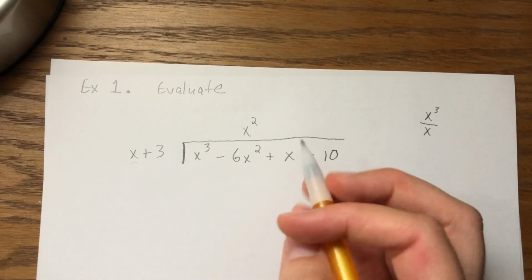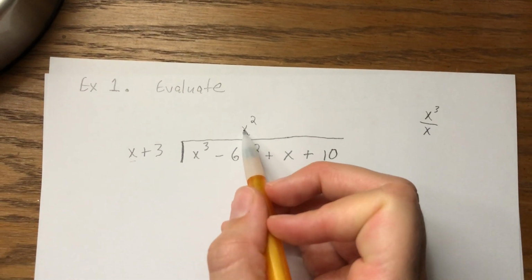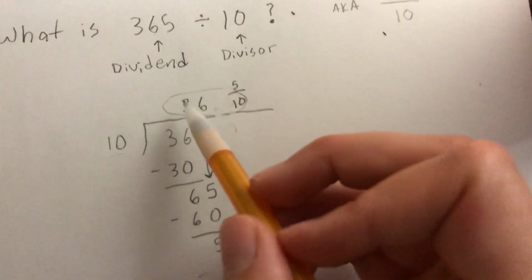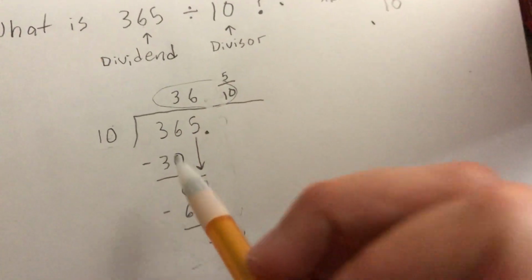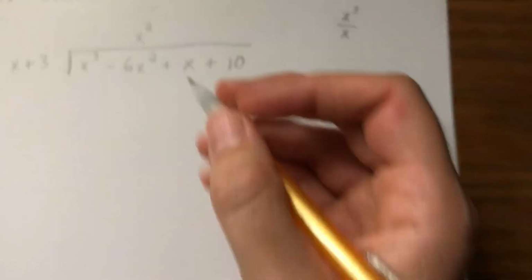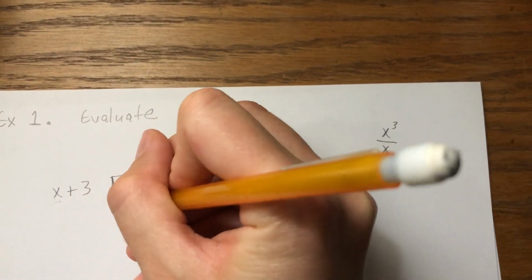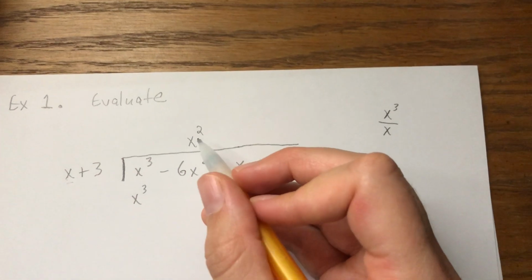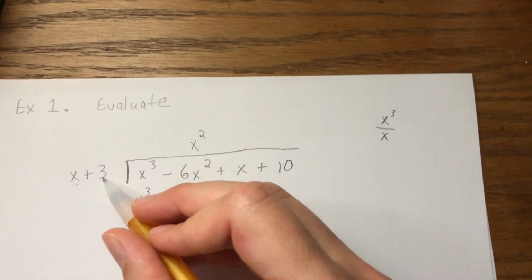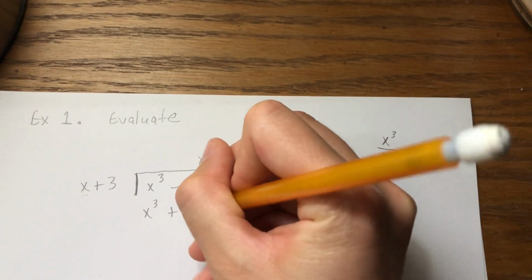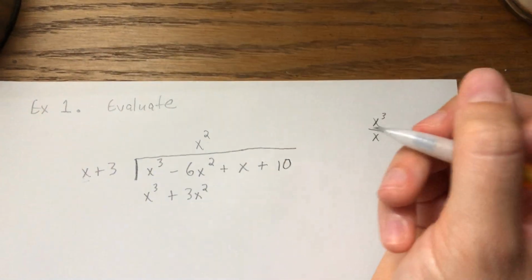Another way to think of that is if I take x squared times x, I would get x cubed. Just like over here, when I took 3 times 10, I would get the 30. So x squared times x gives me x cubed. X squared times 3 gives me 3x squared. And so we're going to do that as well. It's almost like you're working with two things at once here.